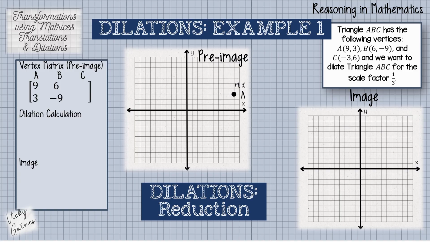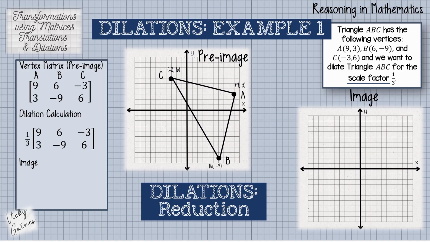I'm making the vertex matrix and I'm graphing the points at the same time. So 6, negative 9 is down here. B. C is at the point negative 3, 6. So graph that, negative 3, 6. There's a pre-image. This time our scale factor is negative 1/3. So we're going to do 1/3 times our vertex matrix, or it's the same as dividing everything by 3. What's really cool is they are all multiples of 3. So yes, they're going to be integers.